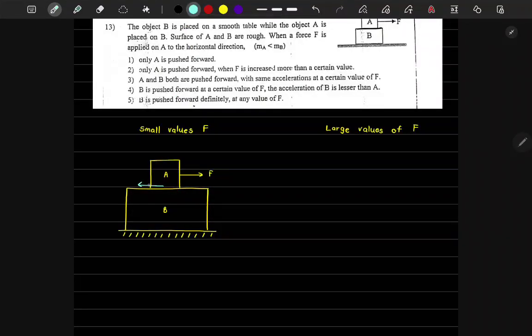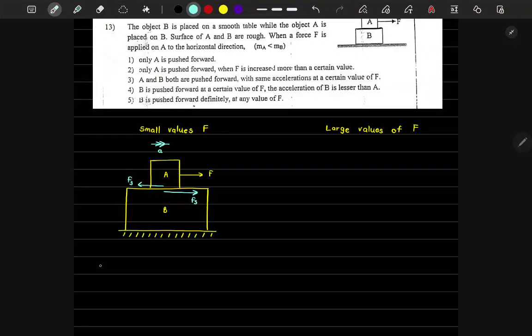So there is a frictional force acting on A, opposite to f, and opposite to this frictional force there is a frictional force acting on B. What happens here is the two blocks A and B will move together with the same acceleration. So there is no relative motion between A and B. The two objects will move together as one.